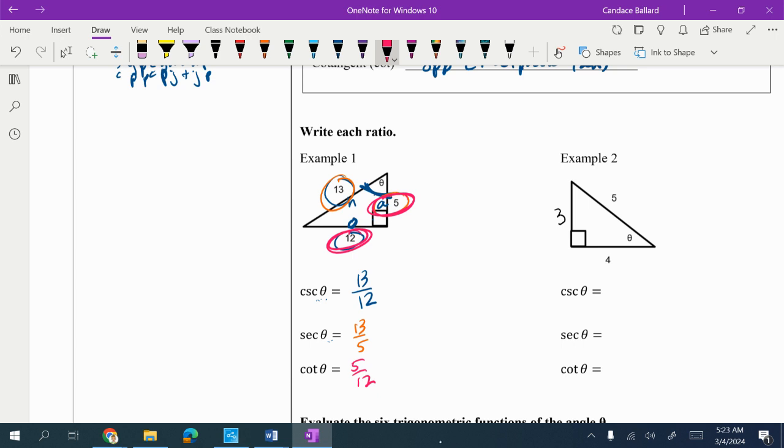Okay, in example 2, again, I would label. So here's my reference angle. Across from my 90 is hypotenuse. Across from my reference angle is opposite. And what's left over is adjacent, or what's next to my reference angle. Cosecant, again, is the hypotenuse, 5, over the opposite, 3. Then secant is the hypotenuse, 5, over the adjacent, 4. And then finally, cotangent is the adjacent 4 over the opposite 3.